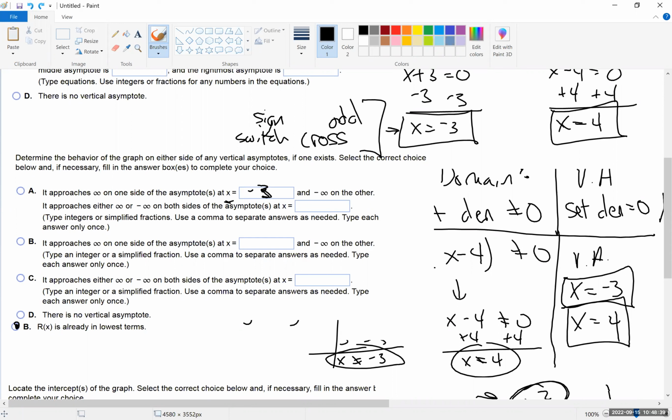And then it approaches. Wait. But ours switches both times. Ours switches both times. Maybe I copy pasted the wrong problem. That's what they've all been asking, and they want both in that answer. They won't give you credit. So we just want to put negative 3 and then comma 4. Yep. Wow, that's terrible. Okay.